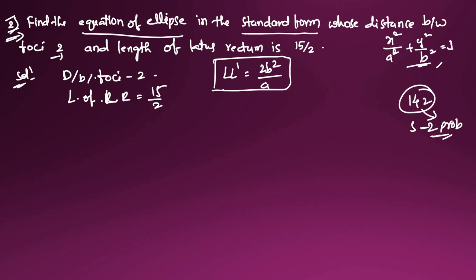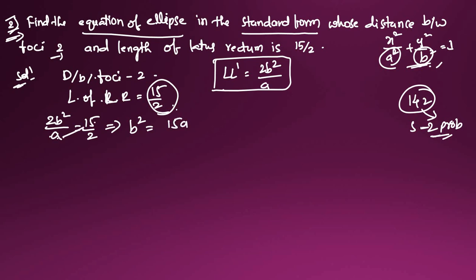So from that we will find a value. We need to find the a square value and b square value. So first, from 2b square by a is equal to, the latus rectum is given as 15 by 2. Okay? So here b square is equal to, from this, 15a will come here by cross multiplication, and 2 will go to the downside, so 4 will come here.